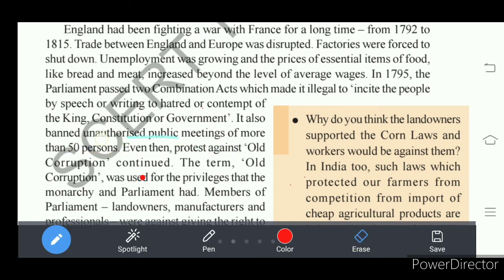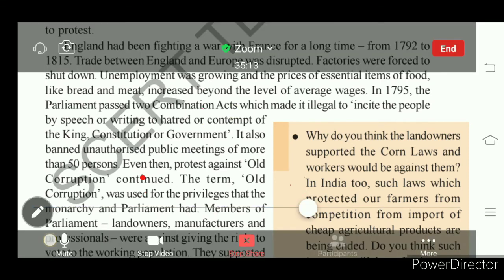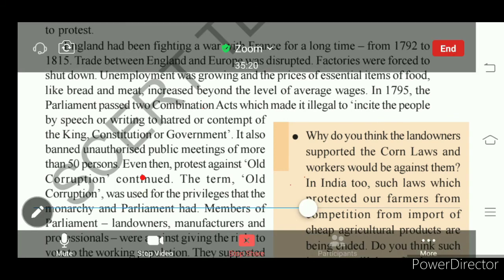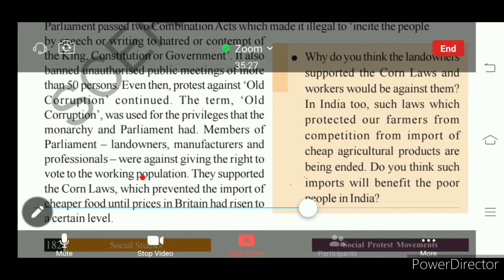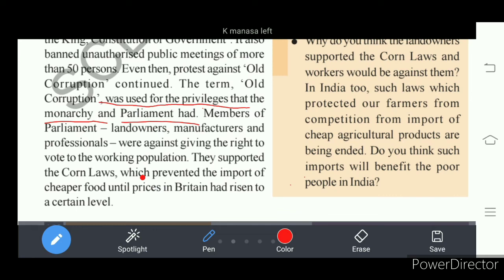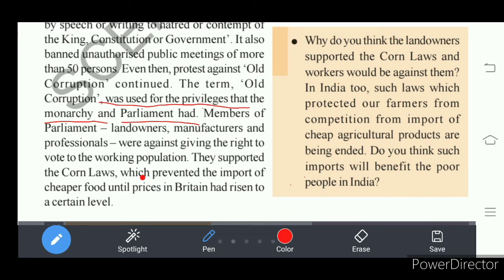The term old corruption means the special privileges given to the monarch and the parliament. Dear students, you have to understand this. What are the privileges given to the monarch? The king was treated as supreme in authority and was not answerable to anyone, right? He enjoyed the power in a kingdom, the power given by God according to the divine right theory.